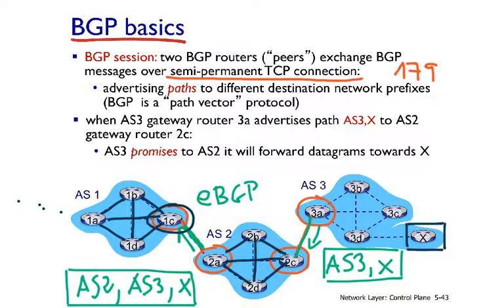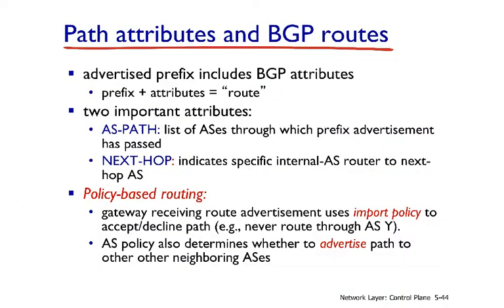So with this information, for example, 3A promises to autonomous system number 2 that it will forward datagrams towards X, which is the semantic of this kind of message. So BGP works with attributes. We have prefix blocks, attributes to set the route. For example, in the previous case, we said that we can reach X from AS3.